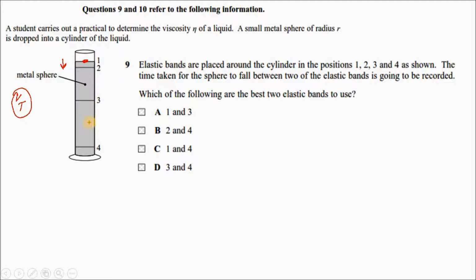after a while. Definitely 1 and 2 are not the best choice. 2 and 3 might be, depending on the viscosity, but in general we say the lower the depth you take, the more chance of having the terminal velocity. So our option is 3 and 4, because it is possible that in 2 and 3 the sphere might still be accelerating. So which are the best two elastic bands? So it's 3 and 4.